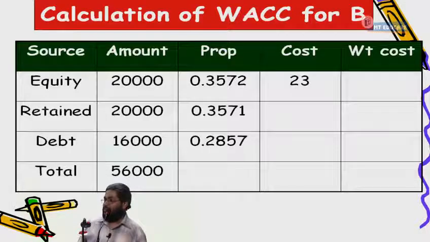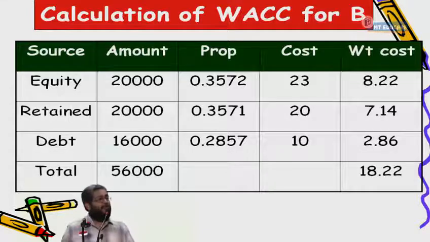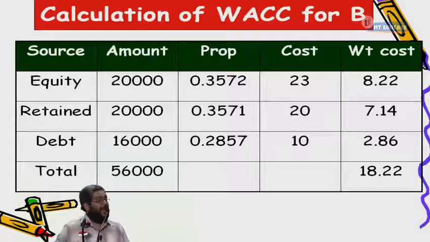16,000 by 56 is how much? 0.2857. Cost of equity 23, retention 20, debt is 10%. The weighted cost, multiply: I get the WACC as 18.22%. What is the cost of capital? 18.22%. What is the IRR of B? Tell me. 18%.